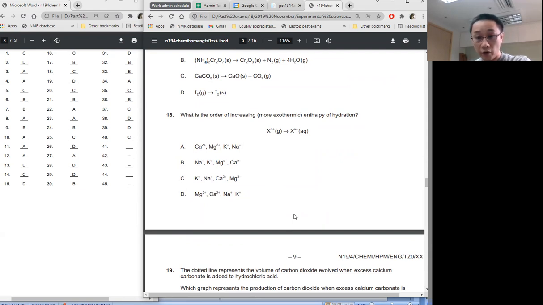The choices involve two group 1 ions and two group 2 ions. So clearly, calcium and magnesium should have more exothermic enthalpies of hydration. Within magnesium and calcium, magnesium is smaller. So magnesium should have a more exothermic enthalpy of hydration than calcium. So the answer should be C.